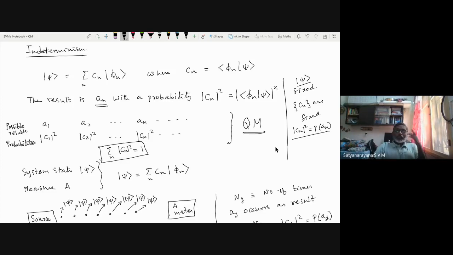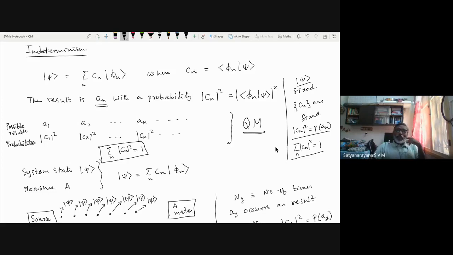Now, since I said the result is going to be one of the eigenvalues, which eigenvalue you will get you don't know, but you are guaranteed that it will be one of the eigenvalues. So the statement that the sum over n of mod Cn square is equal to 1 means that the result is going to be one of the eigenvalues. That is for sure. Which eigenvalue, we do not know. We only know the probabilities of those eigenvalues.